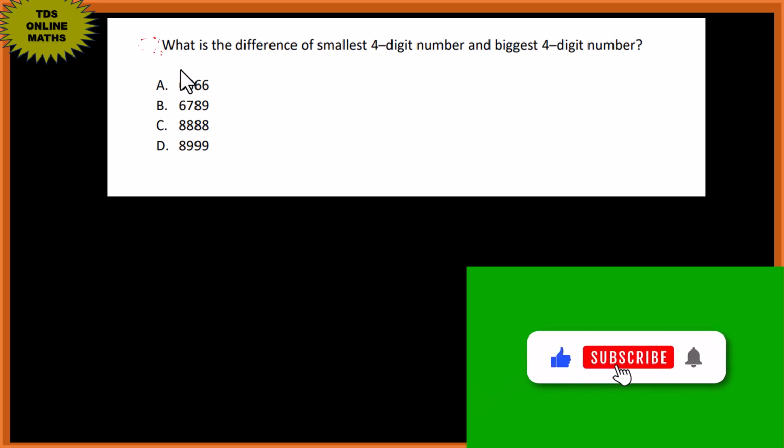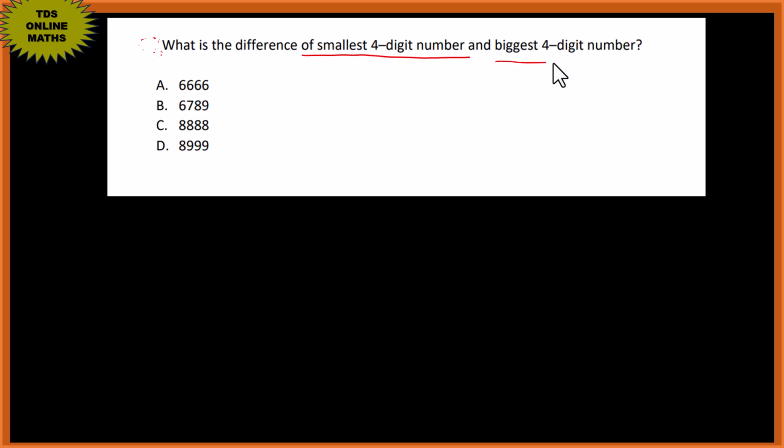All right, what is the difference of the smallest four-digit number and biggest four-digit number? Okay, so the biggest four-digit number will be 9999. Okay, so plus 1 will enter into five-digit number. So let's go to the lowest four-digit number.